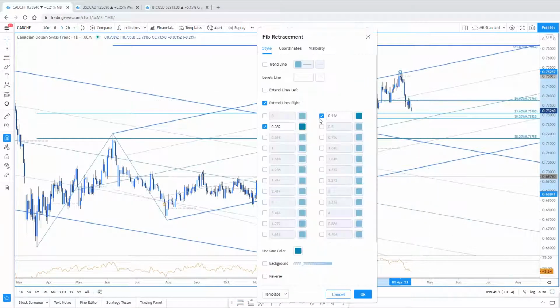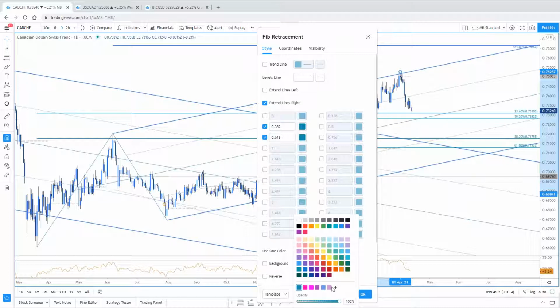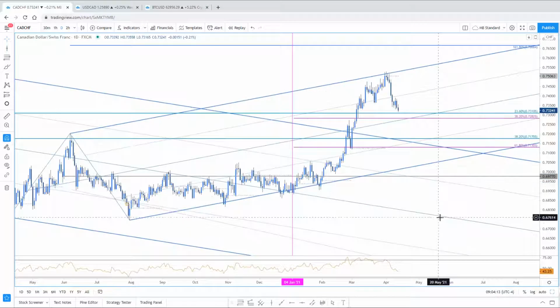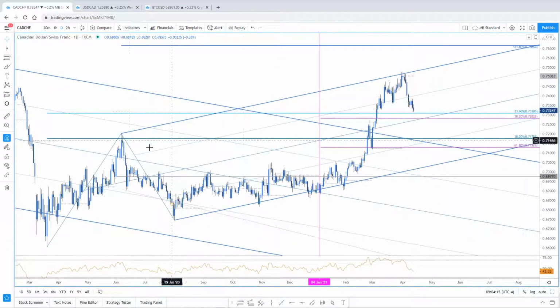So let's do this. Okay. So the big zone over the next couple of days is basically just below the 73 handle.